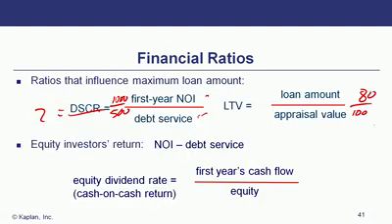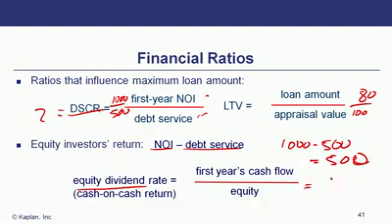Okay, what about the equity investor's return? Well, the equity investor is going to get a pre-tax return, and now this is a leveraged equity investor. Well, I guess it's any equity investor. If they're not leveraged, there won't be any debt service. So NOI minus debt service. So if I calculate my NOI to be 1,000 and my debt service is going to be 500, right, then I'm going to get 500 as my equity investor's return. So what about my equity dividend rate? Well, that's going to be equal to 500 divided by how much cash I put in when I originally bought this property, right?